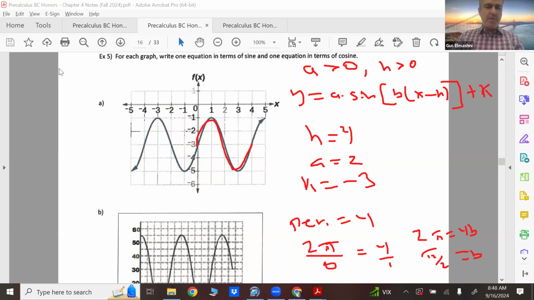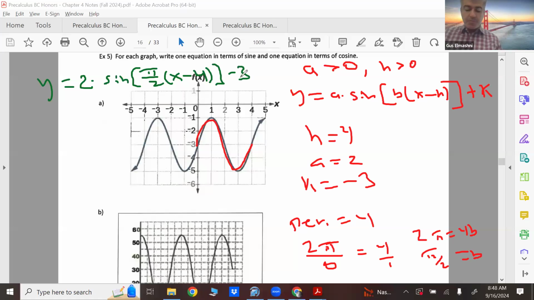So I didn't leave myself enough space. I'll do it up here. Y equals 2 times sine, brackets, pi over 2, x minus 4, bracket, minus 3. I'm not going to give you that general formula. You need to know that. So, you guys got to know that formula.